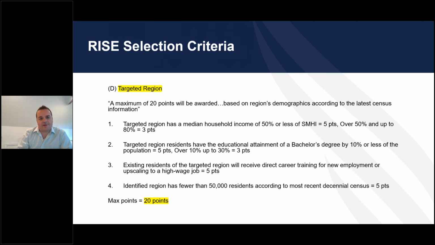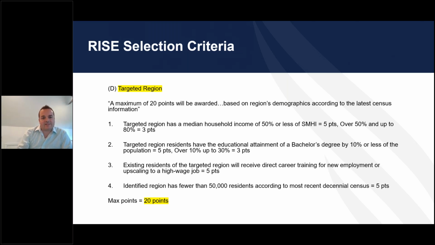So the targeted region, this is where I was talking about demographics. We're looking at the latest census information. The targeted region has a median household income of 50,000 or less of the state, it's state non-metropolitan household income. Targeted regions residents have educational attainment. We have percentages associated with that.